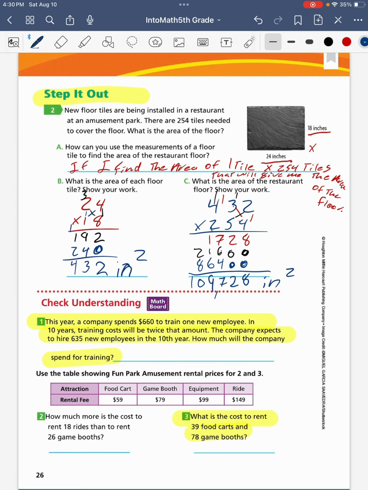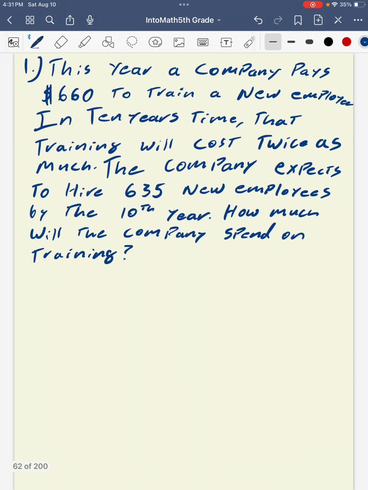To continue on and check for understanding, we're doing the odd number problems today, starting with problems 1 and 3 on page 26. Problem number 1. This year, a company pays $660 to train a new employee. In 10 years' time, that training will cost twice as much. The company expects to hire 635 new employees in the 10th year. How much will the company spend on training?